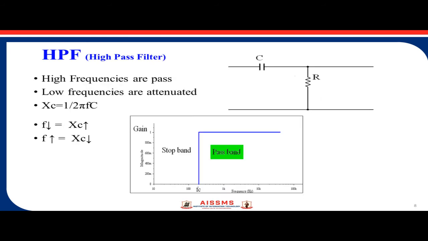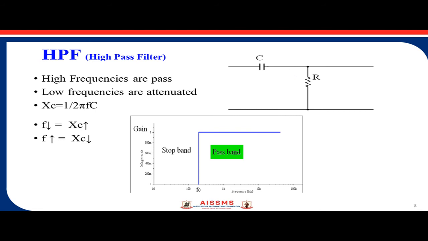This is the ideal high pass filter. Capacitor component is in series, whereas R, that is resistor, is in parallel. High pass filter means frequencies above a certain critical frequency will be allowed to pass through the filter, whereas frequencies below that critical frequency will be attenuated.